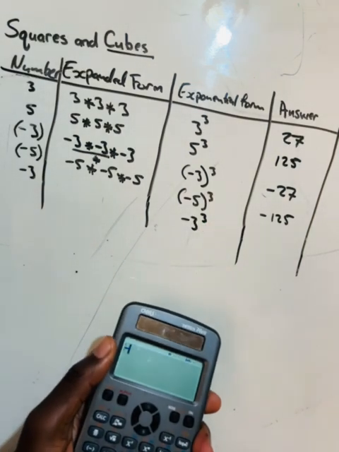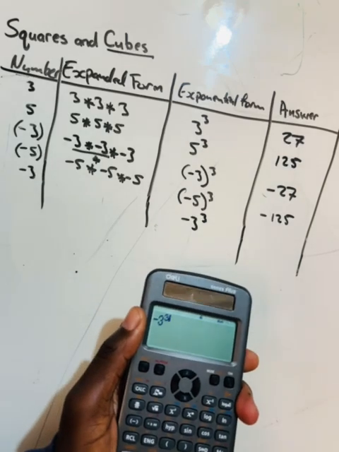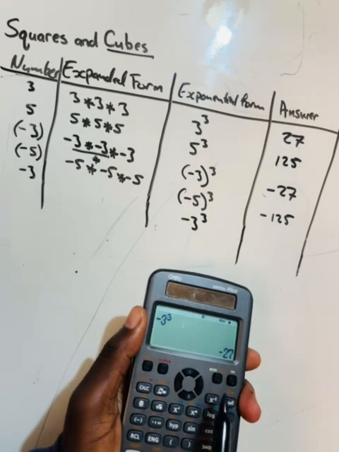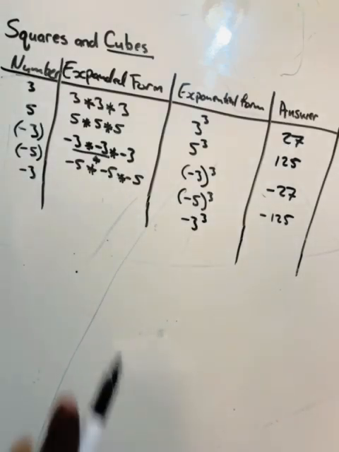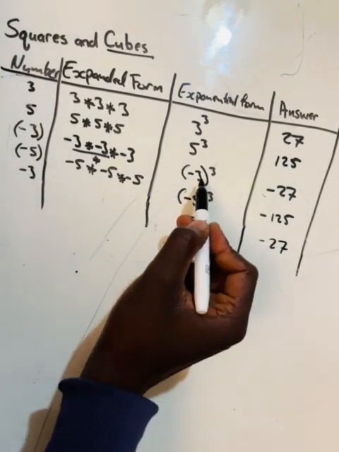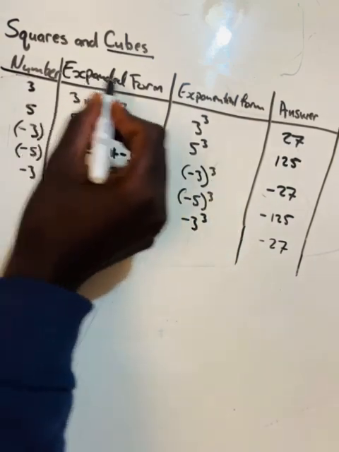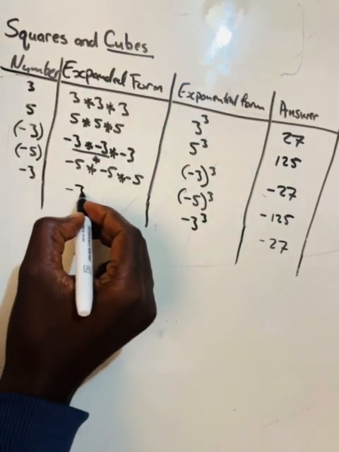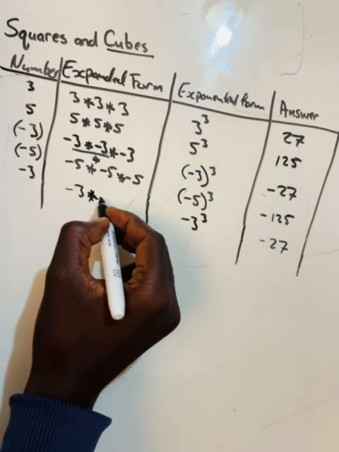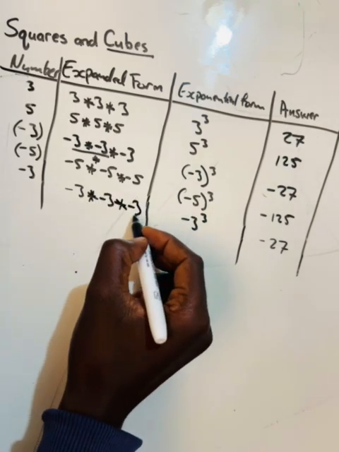So we come here, we press negative 3, and we say to the power what? To the power 3. What does it give us? It gives us a negative 27. Turns out that there is no difference between this and that, which means in expanded form, we write it as negative 3 multiplied by negative 3 multiplied by negative 3.